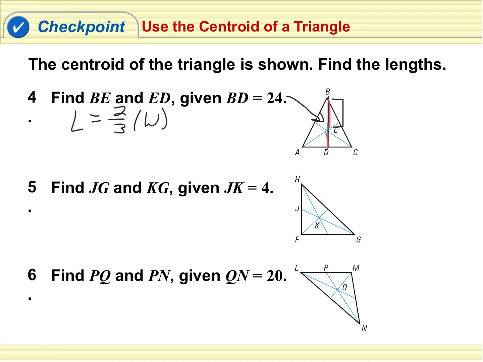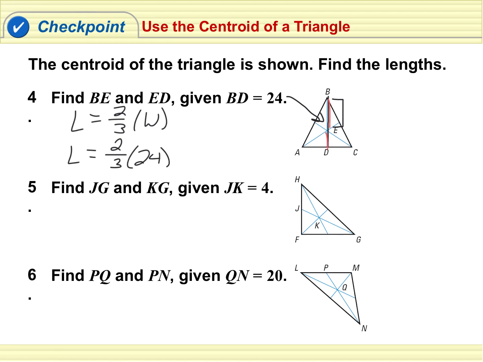Longest side equals 2/3 times the whole. Okay, so now let's just plug in what we know. What do we know? What's 24 give us? The whole, right? So we have length equals 2/3 times 24.